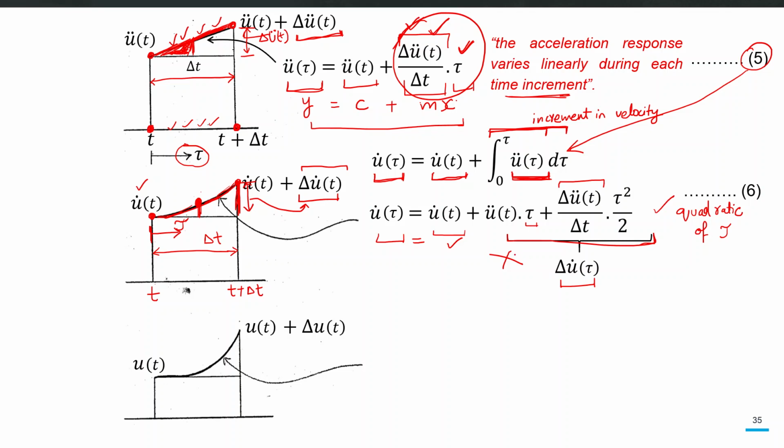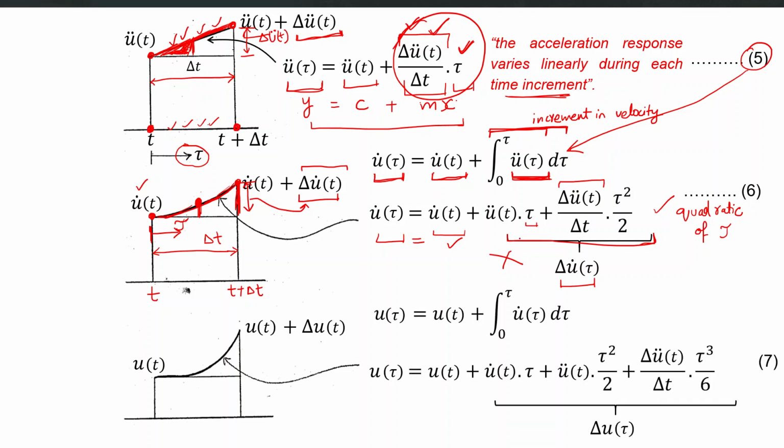Similarly, we can also write the equation for displacement. So displacement at any time instant tau, which is between t and t plus delta t, this is t and this is t plus delta t, that displacement is basically equal to the displacement at time t plus the integration of the velocity equation, and that velocity equation we have already found as equation 6. So the displacement will be u of tau equal to u of t, which is the starting value of displacement, plus the integration of velocity.